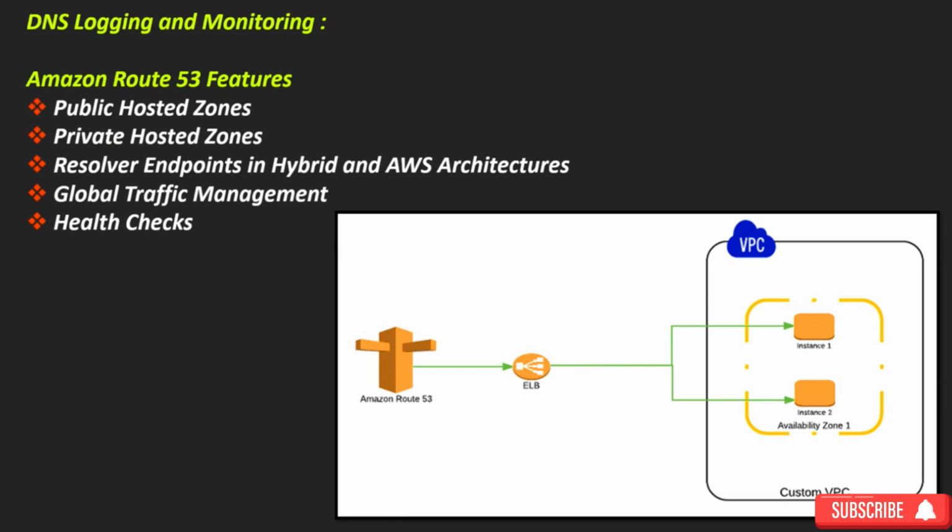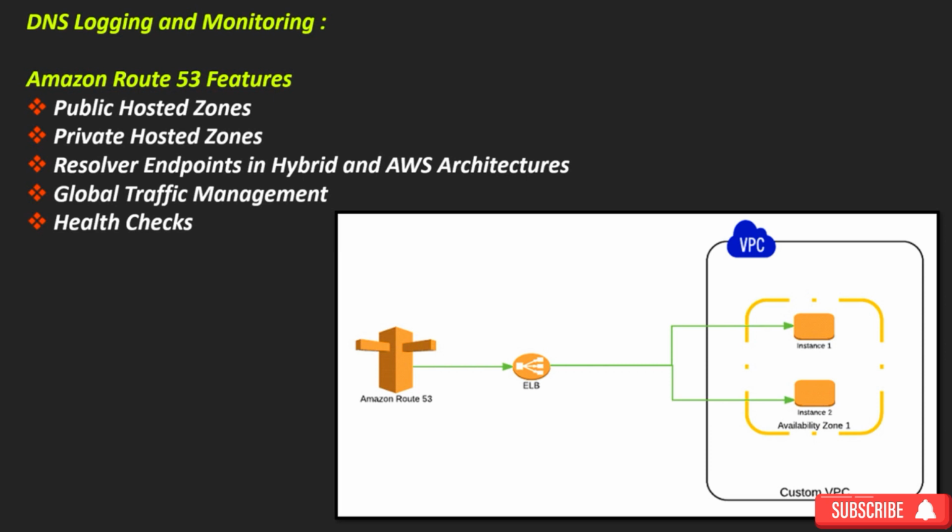So what are the Amazon Route 53 features? Amazon Route 53 is a scalable and highly available Domain Name System web service provided by Amazon Web Services. Let's explore some of its key features, starting with public hosted zones. Route 53 allows the creation and management of public hosted zones, enabling the association of domain names with IP addresses.